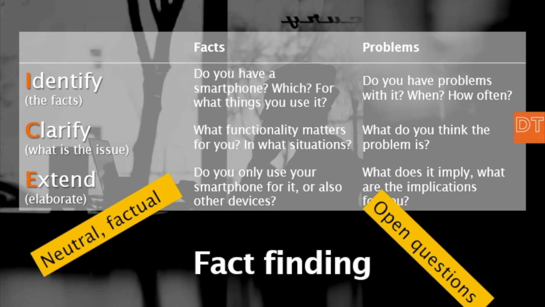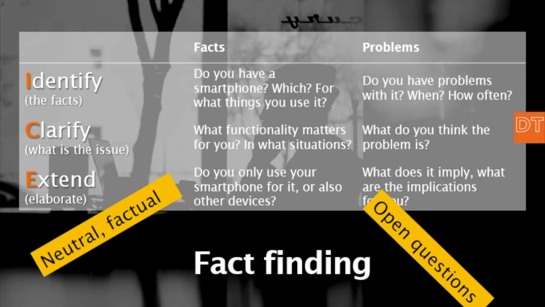Now, it's quite important that you stay neutral and factual, that you refrain from the more directive or emotional kind of questions. Once you got the facts clear, you can also start asking about the kind of problems they have. And again, you use ICE. So you identify the kind of problems they have. What kind of apps are causing you problems? What kind of problems? How often does it occur? Then let them clarify. What is the problem you're experiencing? What do you think that causes it? And so on. And then you let them extend on it.